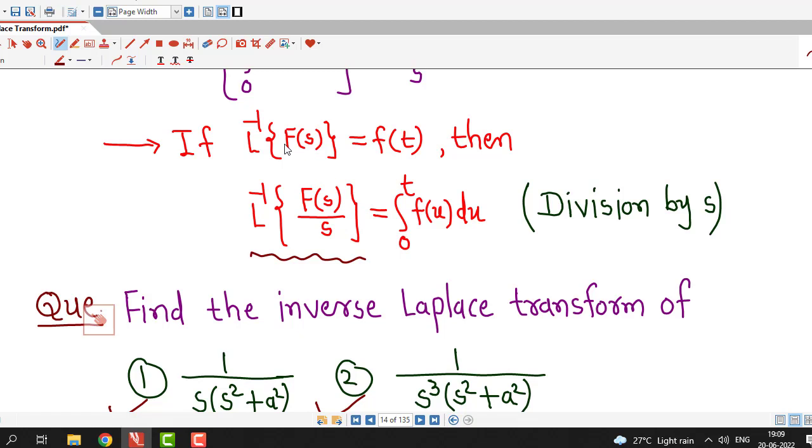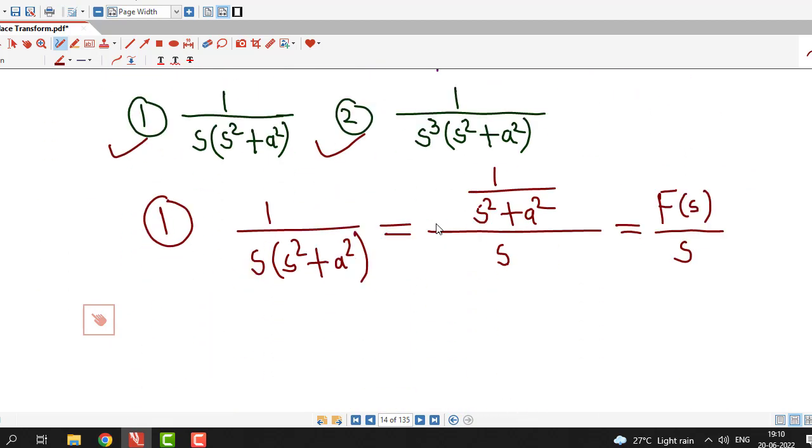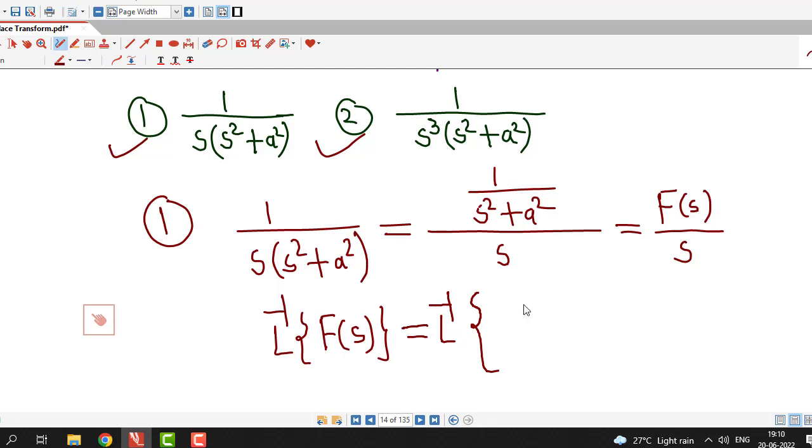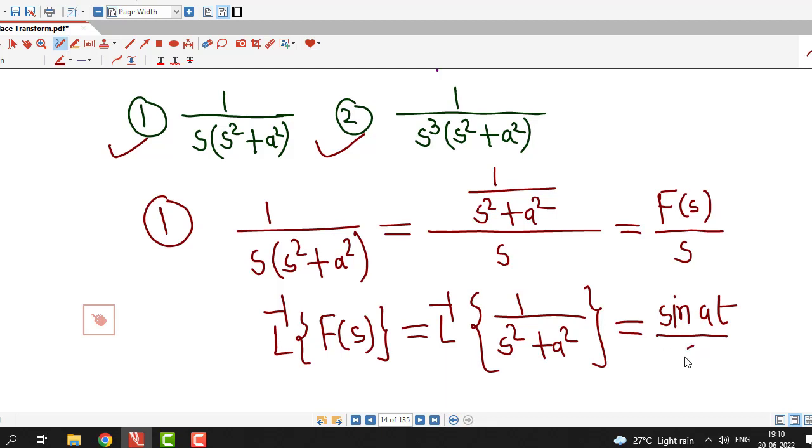So to use this formula, first we have to decide what is inverse Laplace transform of capital F of s, and then we will integrate that inverse Laplace transform with respect to u from 0 to t. Here F of s is 1 divided by s square plus a square. So first we write down inverse Laplace transform of F of s, which is inverse Laplace transform of 1 divided by s square plus a square, and we know that this is sine a t divided by a.